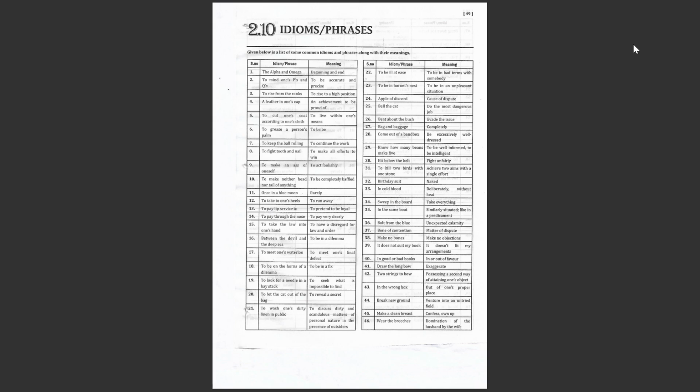The next idiom is to fight tooth and nail. To fight tooth and nail means to engage in a combat, लड़ाई करना. ठीक है, इसका मीनिंग लिखा है to make all efforts to win. करेक्ट. लड़ाई करना अपनी पूरी ताकत से. मैंने क्या बोला कि इसका मतलब होता है लड़ाई करना अपनी पूरी ताकत से, अपनी पूरी शक्ति से.